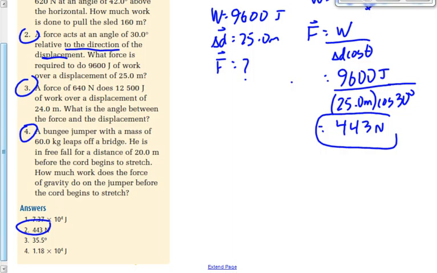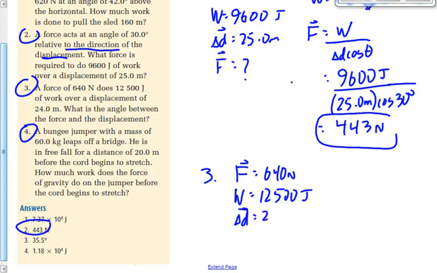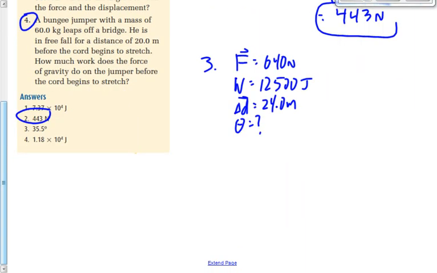Question 3 says a force of 640 newtons does 12,500 joules of work over a displacement of 24.0 meters. What's the angle? This one's harder because we've got to solve for theta. Clearly, if there's an angle, we've got to use the equation FD cos theta. And we've got to solve for theta. That's the tricky part of it right there, is solving for theta.